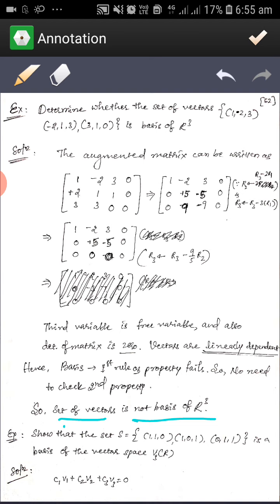Let us take some more examples. Next example: here we have another 3 vectors with 3 elements.